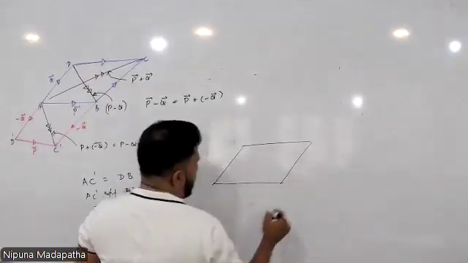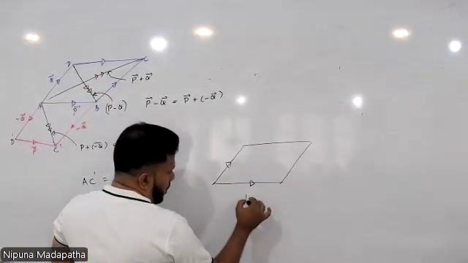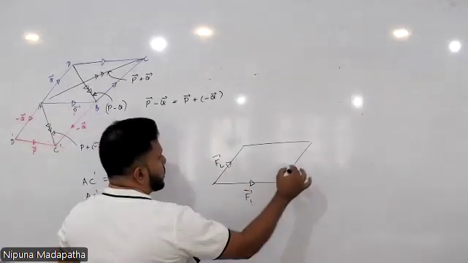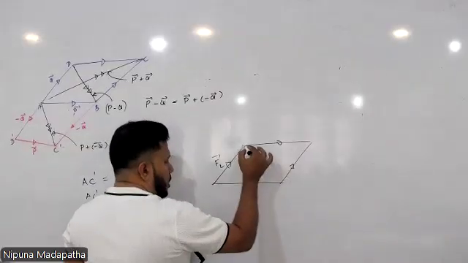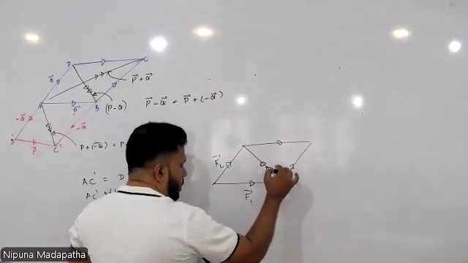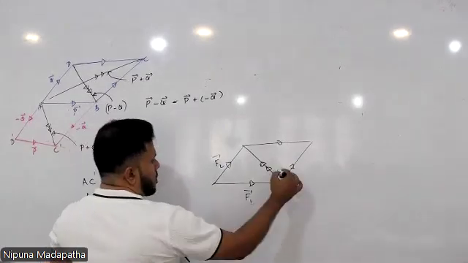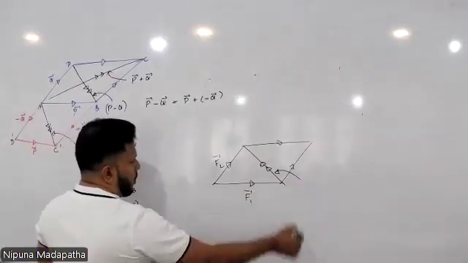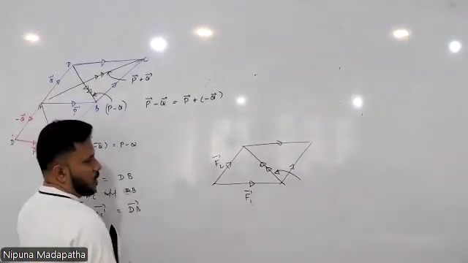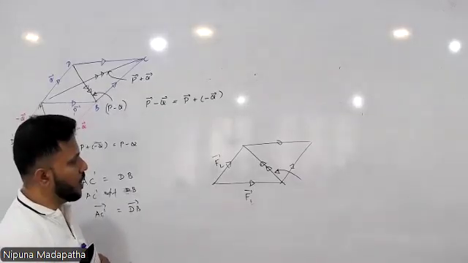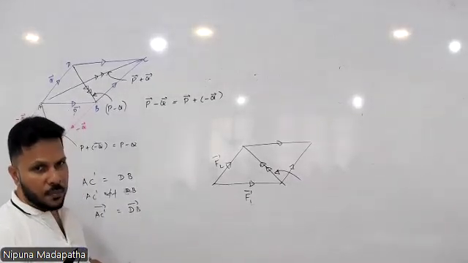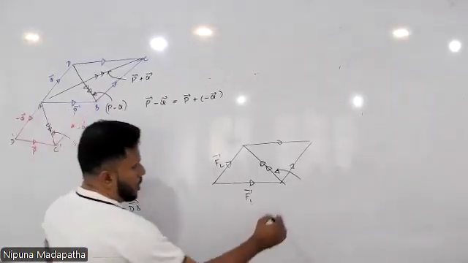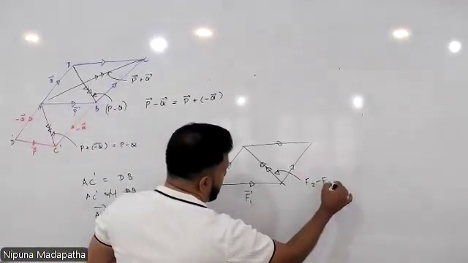So this is the parallelogram. This is F1, this is F2. The direction of the diagonal is this. So now, how do you write the vector represented by this diagonal? Like F1 minus F2 or F2 minus F1? F2 minus F1. This is F2 minus F1.